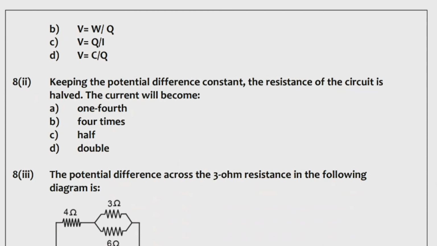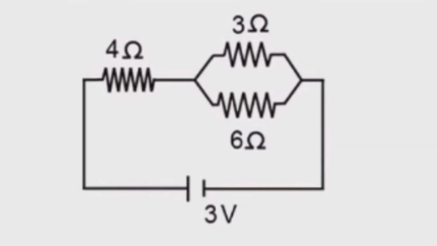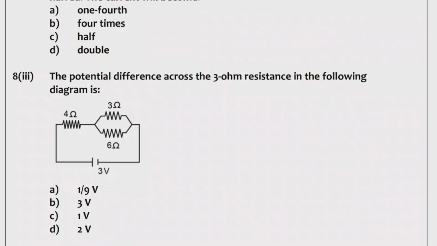8.3. The potential difference across the 3 ohm resistance in the following diagram is. Options: A. 1 by 9V, B. 3V, C. 1V, D. 2V.